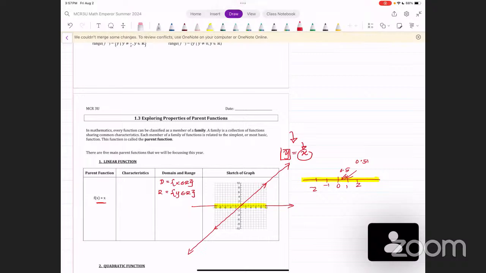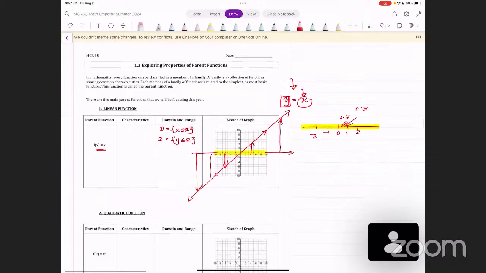Now, if you look at the possible y values, your y value can also be any number. There's no restriction on y. So we say the y values, described as the range, belong to all real numbers. Are you following that picture at this point?